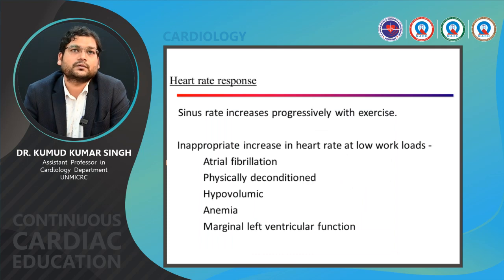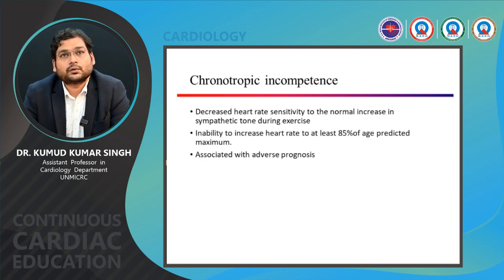So, heart rate response. The sinus rate increases progressively with exercise. Inappropriate increase in the heart rate at low workloads can be seen in atrial fibrillation, physical deconditioning, hypovolemia, anemia, marginal left ventricular dysfunction. So, chronotropic incompetence.